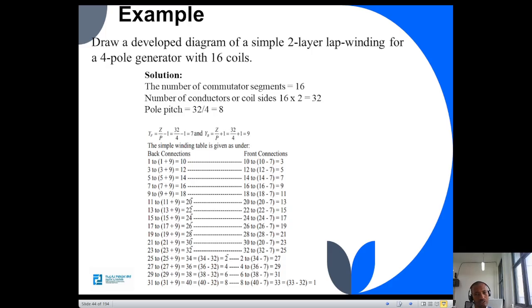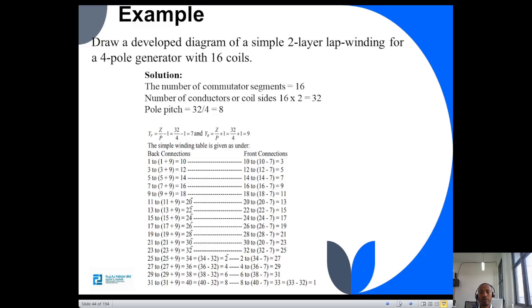So the number of commutator segments is how much? It's 16, because it's equal to the number of coils. And the number of commutator conductors, or coil sides, is going to be twice the number of slots. That's obviously 32, 16 times 2. And what is the pole pitch? Pole pitch can be the number of slots divided by poles, or it can be the number of coils divided by poles.